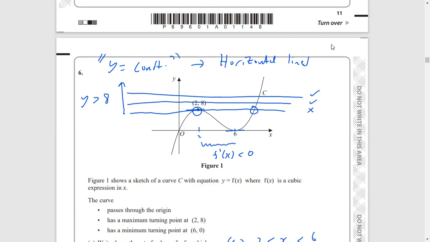We get this point of intersection and that point of intersection. So y equals 8 would be that one. That doesn't work. And then if we go below a little bit, now we actually get 3 solutions. So no, that's not going to work either.